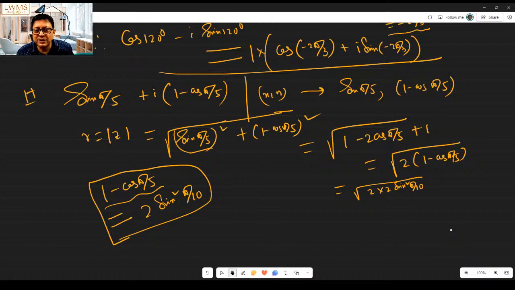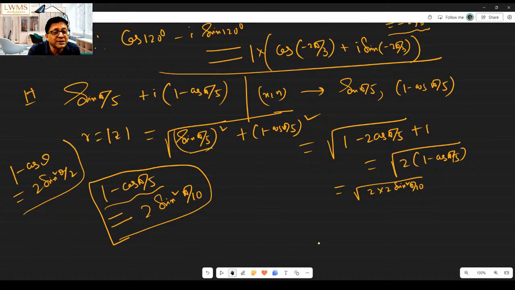I'll explain. Wait, let me finish this session. I'll explain in detail, okay? So it's 2 sine square pi by 10. I have used this formula: 1 minus cos theta is 2 sine square theta by 2. I have used that only. So 2 sine pi by 10, so R we got.